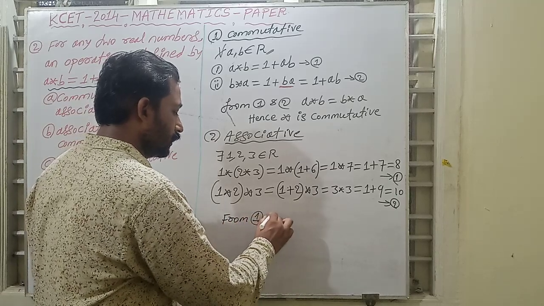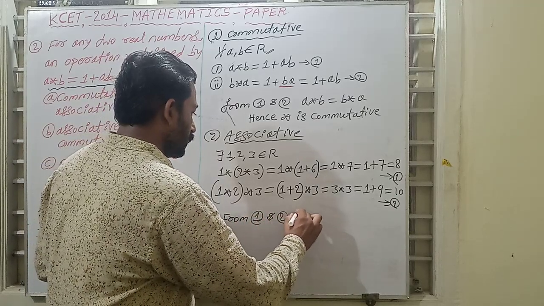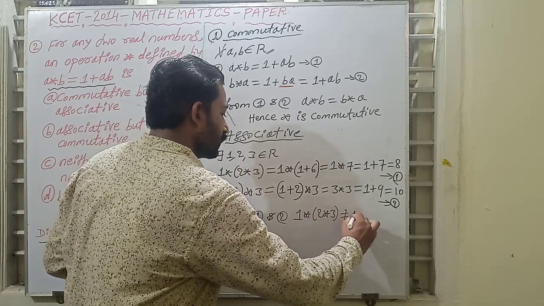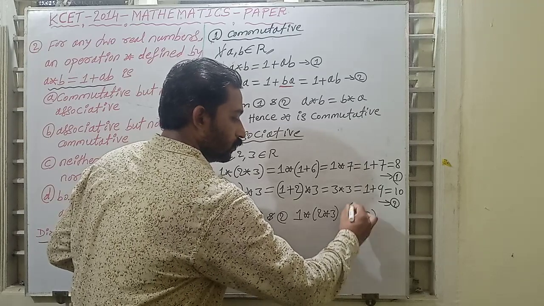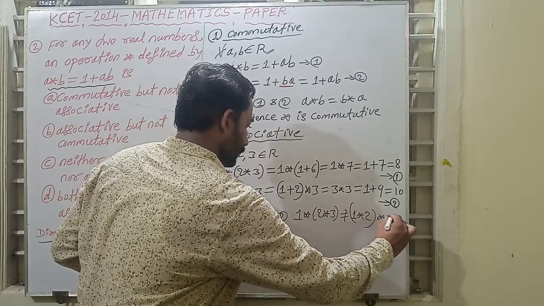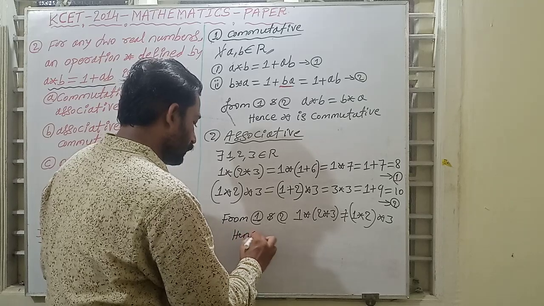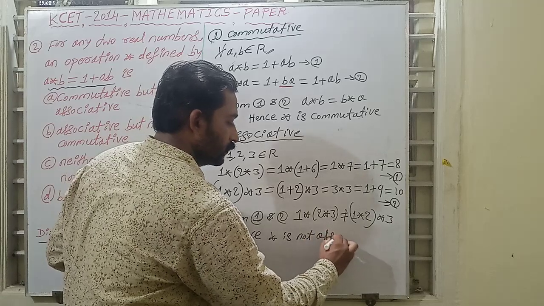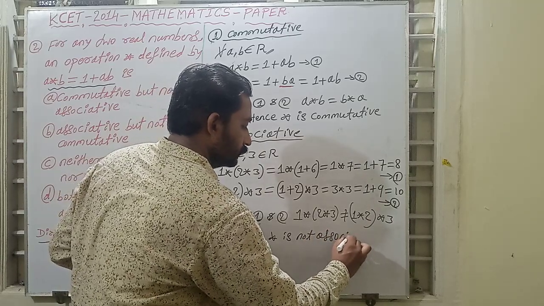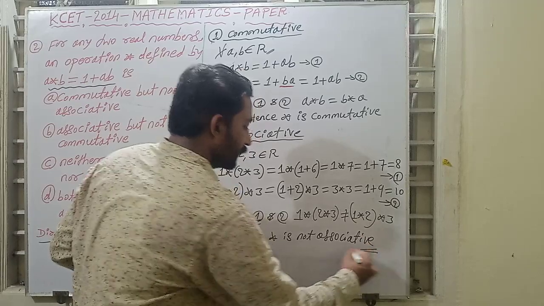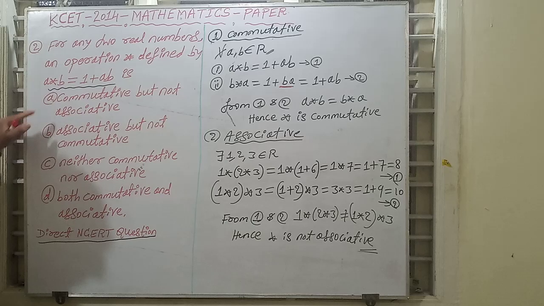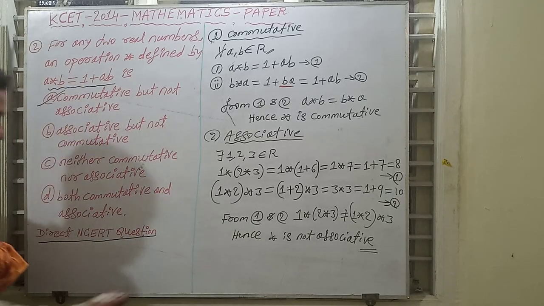From 1 and 2, 1 star of 2 star 3 is not equal to 1 star 2 star 3. So hence star is not associative. So the ultimate answer is it is commutative but not associative. So the first option, commutative but not associative, is the correct option. So hence option A is correct.